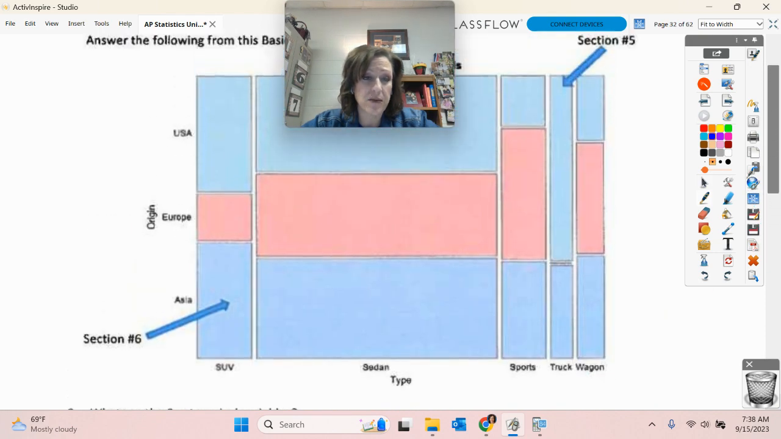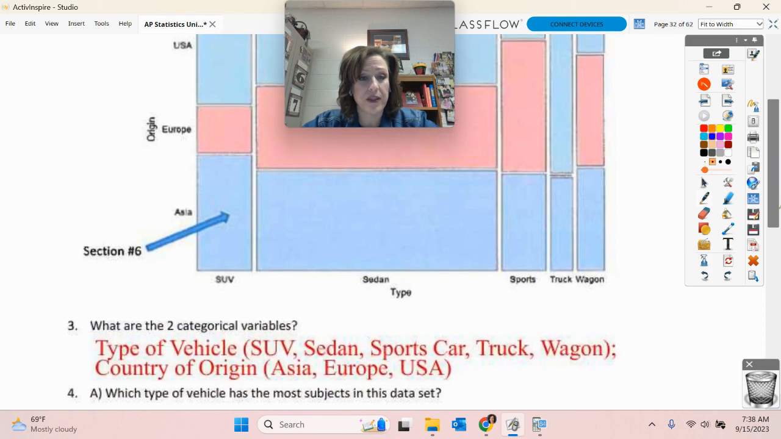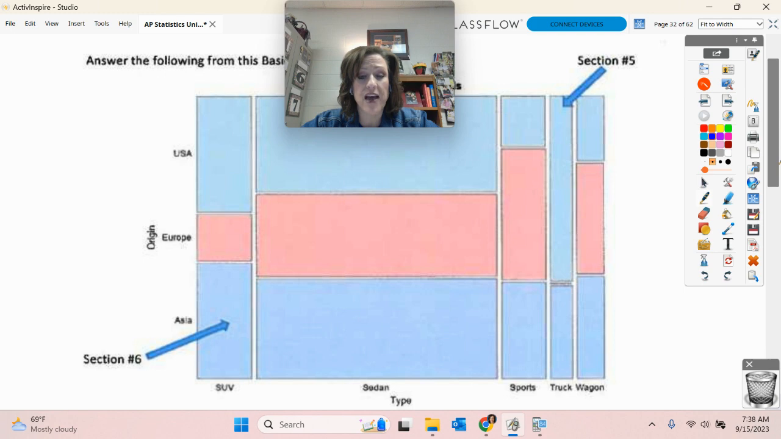Okay, the section number 6. Again, make sure you get the denominator correct. Proportion of the SUVs that are made in Asia. Proportion of the SUVs that are made in Asia. And so there's that. And finally, what do the values of the x-axis represent?